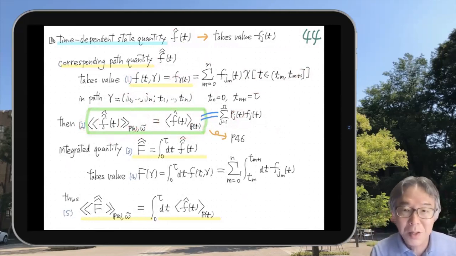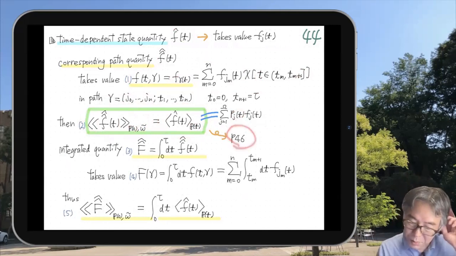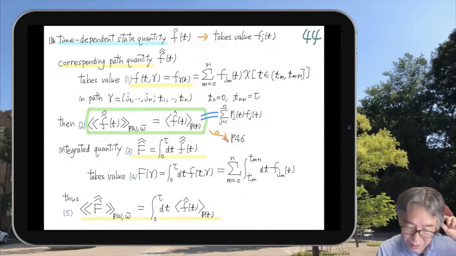And this equality says that they are sort of equivalent. Of course, this is very natural and expected, but I'm going to briefly remark how you prove this on page 46.